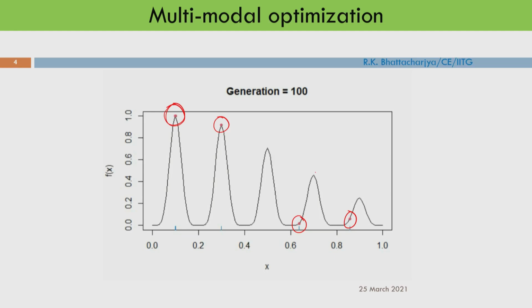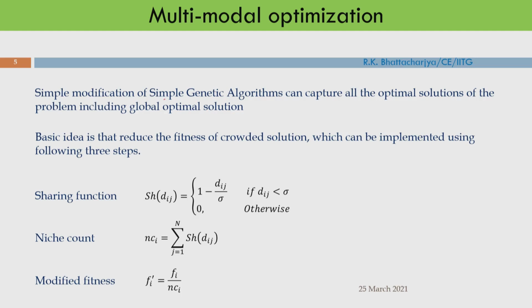Therefore, if we can modify our simple genetic algorithm and obtain the other local optimal solutions, then I can take a decision about the applicability of each optimal solution. Now, what can I do? With a simple modification of the simple genetic algorithm, SGA, I can capture all the optimal solutions of the problem, including the global optimal solution. I will explain that here.